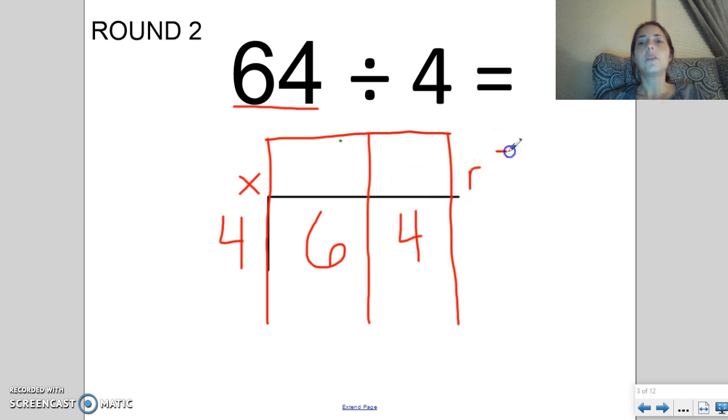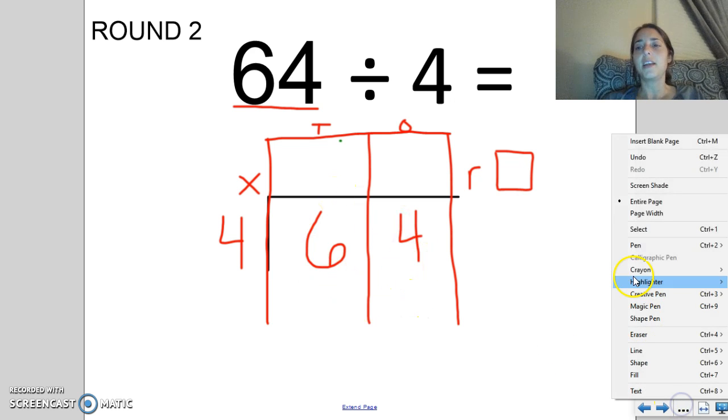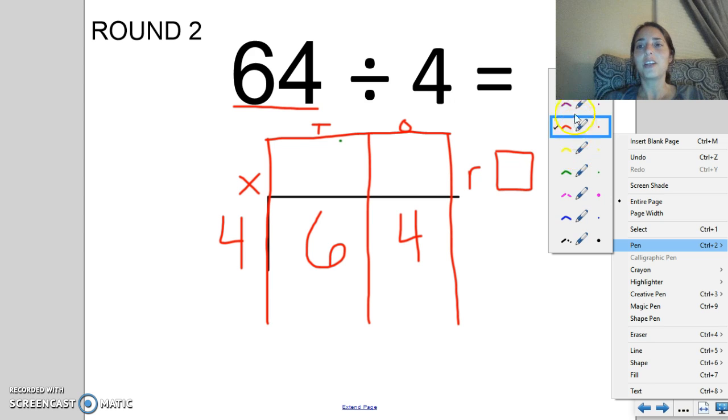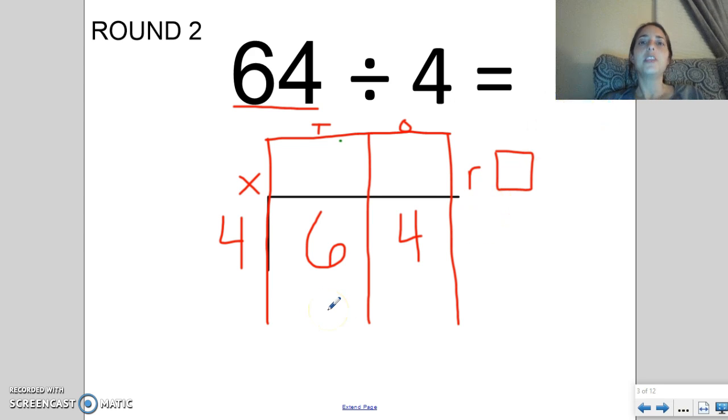And then of course we do want to put a box for our remainder just in case we have one, so we don't forget to put it there. So digit box, remainder box. And of course this is my 1's place value parking spot and my 10's place value parking spot. So I have 64 pieces of candy, and I'm going to grab a different color here. And I want to see how many each of my 4 friends is going to get if I divide or split it up evenly. So I'm going to start with my 6.